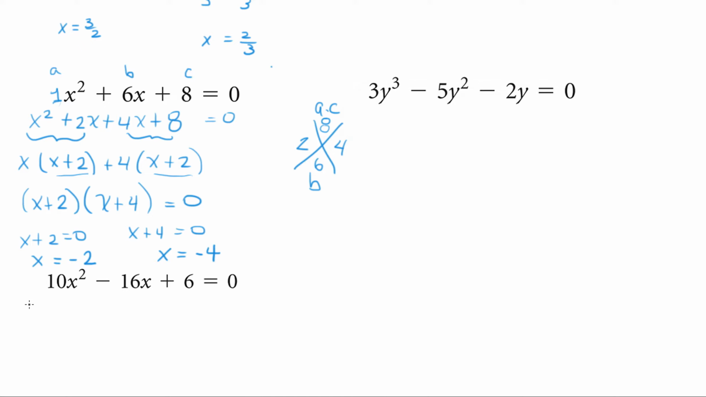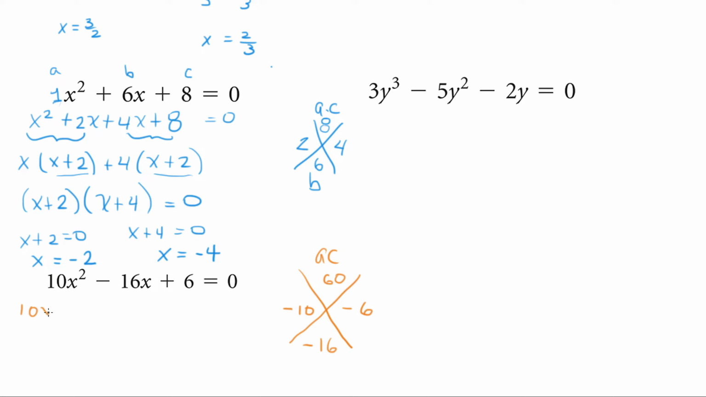Now notice here for the x method, you have a c that is different from 1. So a times c, in this case a is 10 and c is 6. So 60. And b is negative 16. So two factors of 60, that when you add them give you negative 16. Well, negative 10 and negative 6. Negative 10 times negative 6 is positive 60. Negative 10 plus negative 6 is negative 16. So those are the ones you substitute for the middle term.